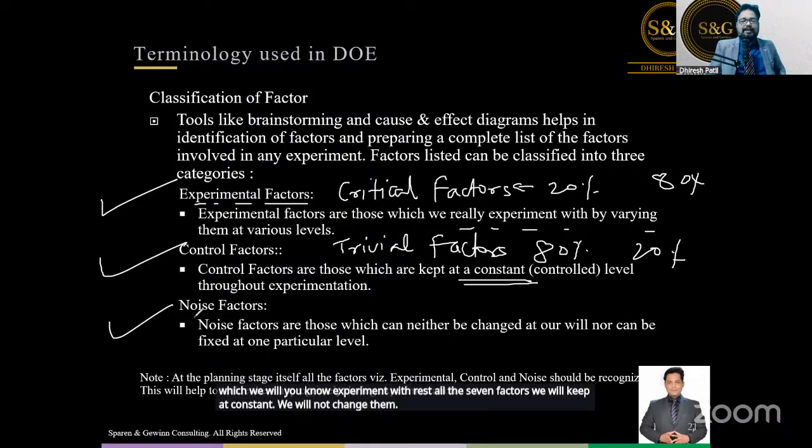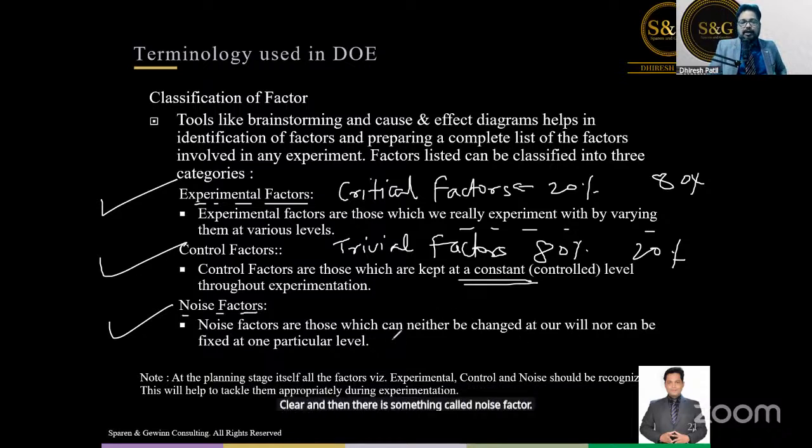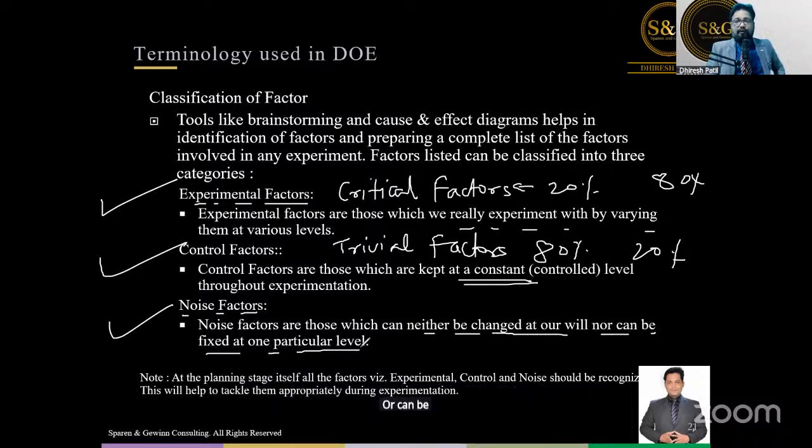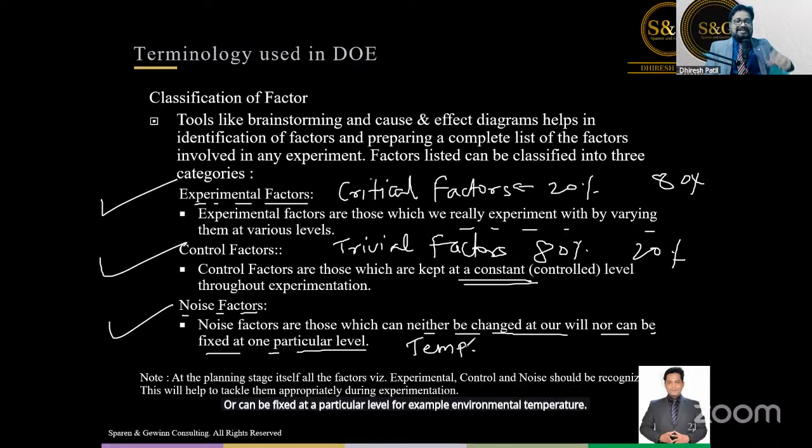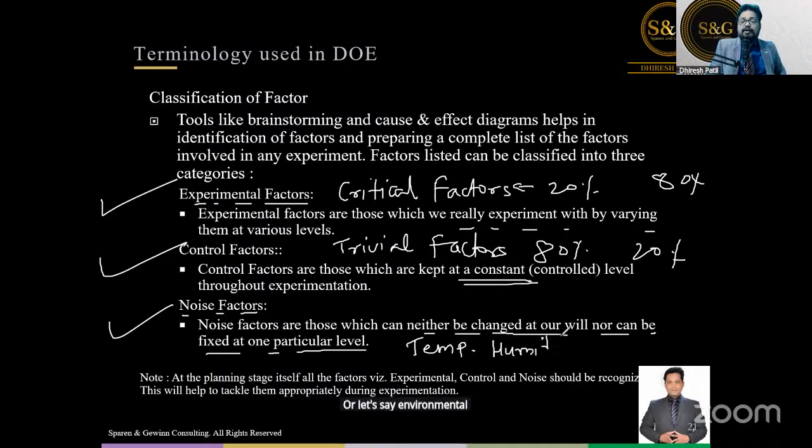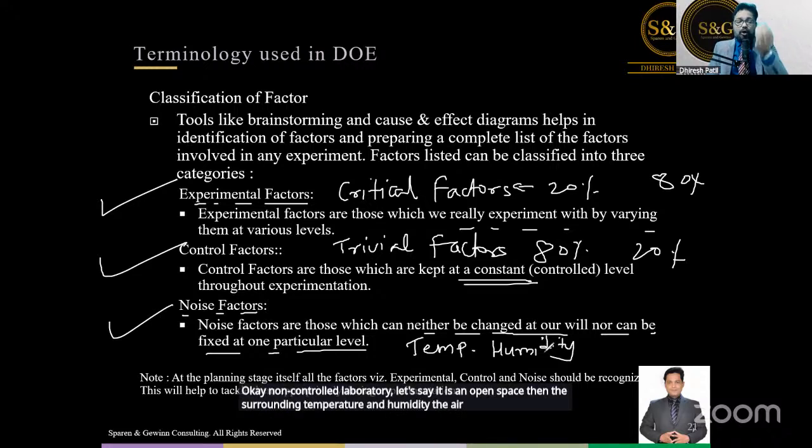Clear? And then there is something called a noise factor. What is a noise factor? A noise factor can neither be changed nor fixed at a particular level. For example, environmental temperature. It is something over which we cannot have control. Or let's say environmental humidity in a non-controlled environment, a non-controlled laboratory. If it is an open space, then the surrounding temperature, humidity, the airflow, all these things are noise factors. Clear? So these are the 3 types of factors: experimental, control, and noise factors.